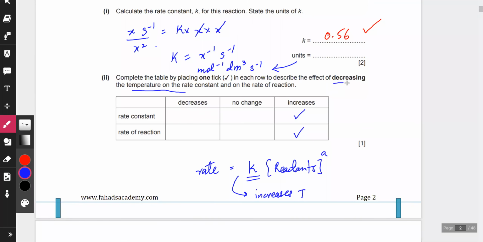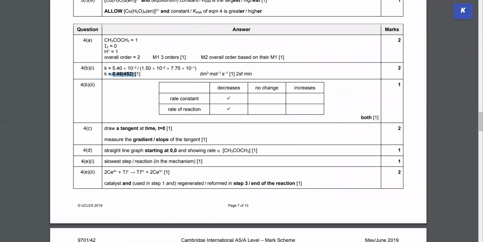Sorry, you're decreasing temperature. So the rate would be lower and the rate constant would be lower, okay? Is this clear? Akib, Sara, is this clear? Mehfooz, clear? Yes, sir.